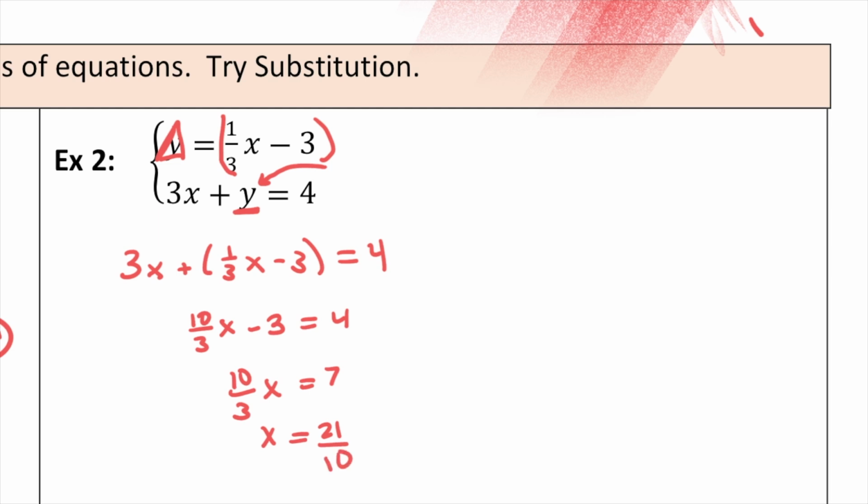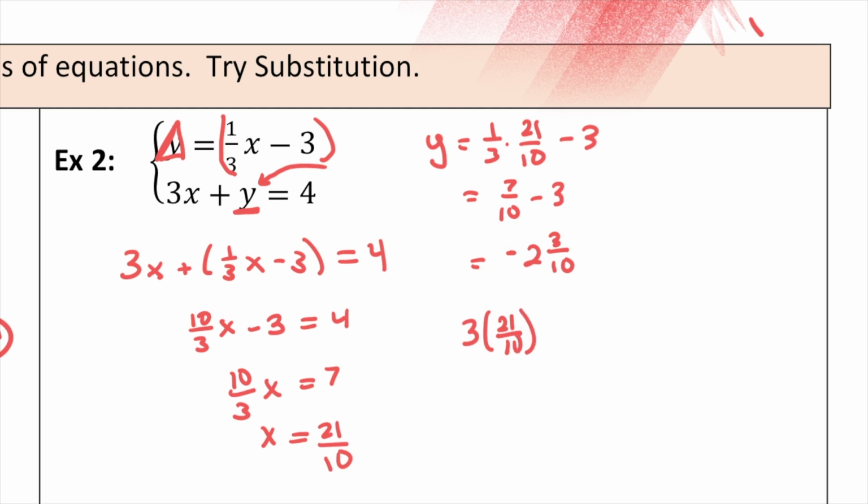Now take your 21 over 10 and substitute it in for one of your equations, because we need the y value. y equals 1/3 times 21 over 10 minus 3. So we end up with 7 over 10 minus 3, or you have -2 and 3/10. We check this with the second equation. If we have 3 times 21 over 10 minus 23 over 10, do we get the answer 4?